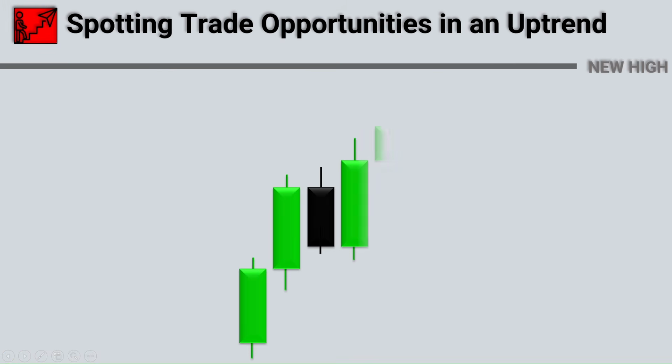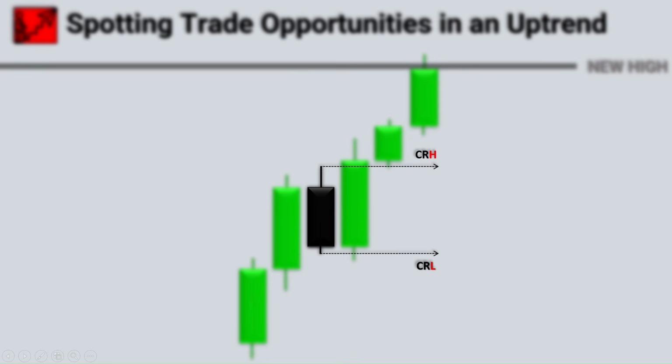Imagine the market is trending upward and the price is steadily moving toward a new high. Along the way, every bearish, downward candle that forms within this uptrend could present a trade opportunity. Why? Because before the price reaches that high, it has to move through the range of this bearish candle. This creates a chance for us to enter the market by trading the range of this candle.